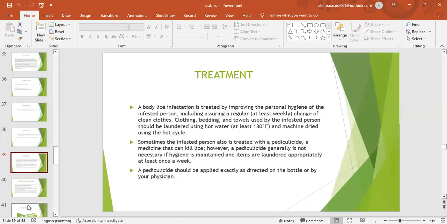Treatment: a body lice infestation is treated by improving the personal hygiene of the infested person, including assuring a regular change of clean clothes. Clothing, bedding, and towels used by the infested person should be laundered using hot water and machine dried using the hot cycle. Sometimes the infested person also is treated with a pediculicide, a medicine that can kill lice. However, a pediculicide generally is not necessary if hygiene is maintained and items are laundered appropriately at least once a week. A pediculicide should be applied exactly as directed on the bottle or by your physician.